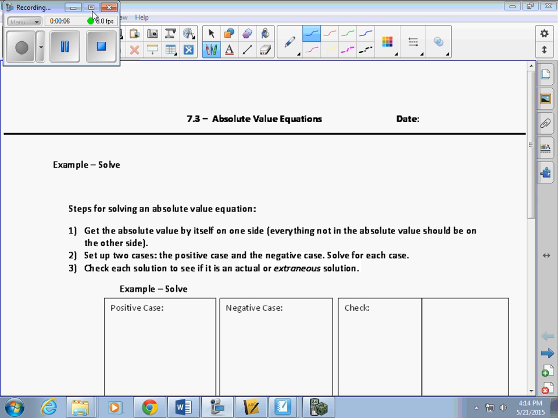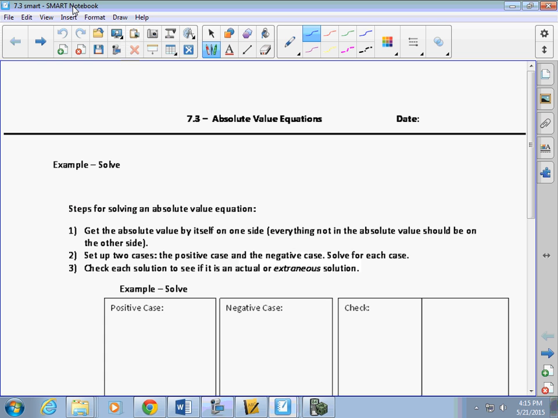7.3 is the absolute value equations. So what we're looking at here is solving these equations. If we solve the absolute value of x is equal to 2, the value that we could put in there to give us a solution of 2 could be a positive or negative value.